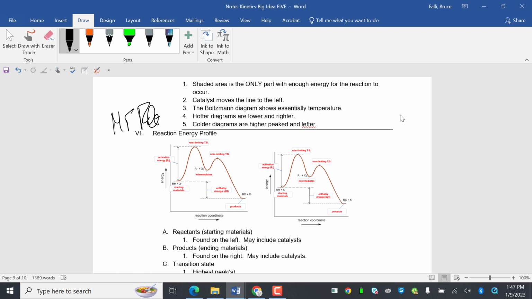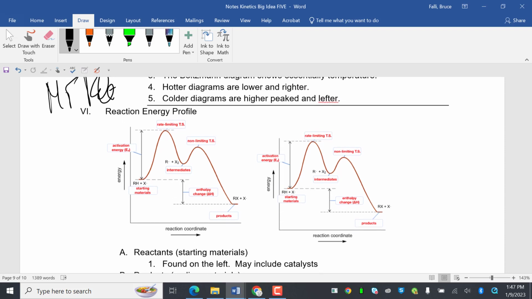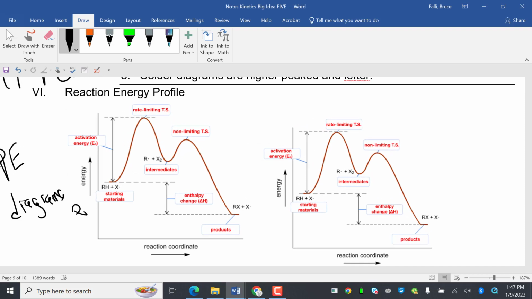I want to show you the last part of Big Idea 5. And I've been cooking right through this one. So we're going to look at reaction energy profiles, or what they call it, okay, I call them PE diagrams. PE diagrams, and the reason why is these are potential energy. This is potential energy through most of this. So we're going to look very closely at this, and we're going to look at some different things we can pick up from these graphs.